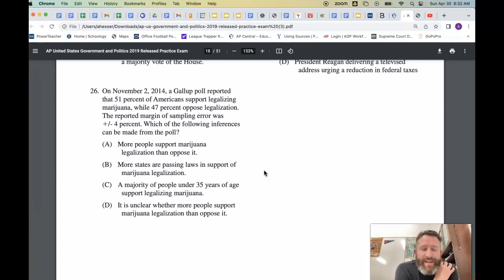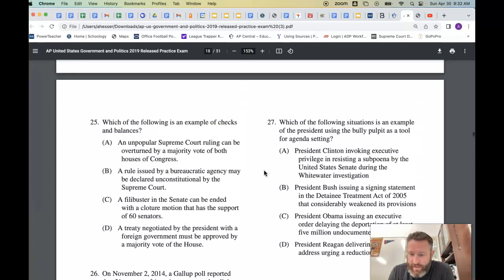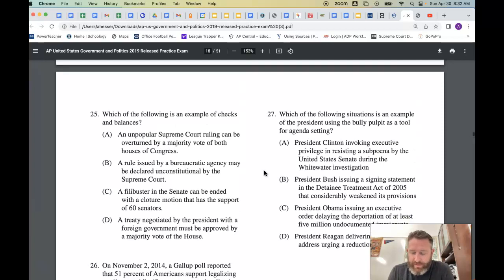Well, if the sampling error is plus or minus 4%, that means that it could be off by as much as 4% over or 4% under. Therefore, given that 47 and 51 are right within 4 percentage points of each other, the answer is what? D. It is unclear whether more people support marijuana legalization than oppose it. You can't use that poll to argue one of those things given the sampling error.